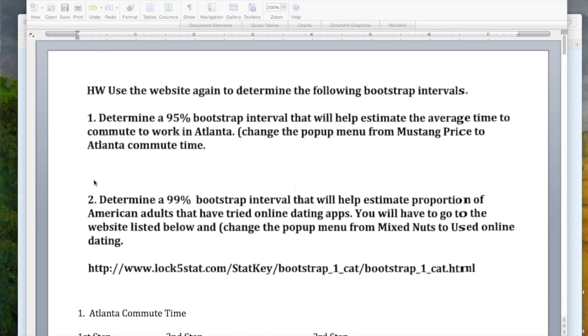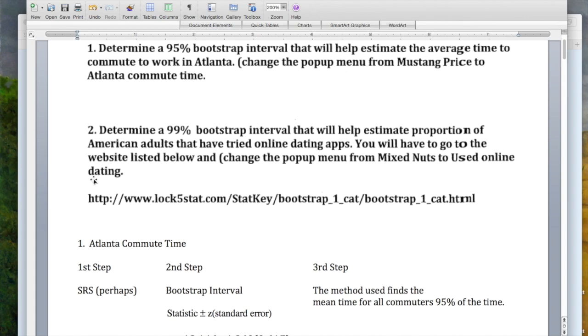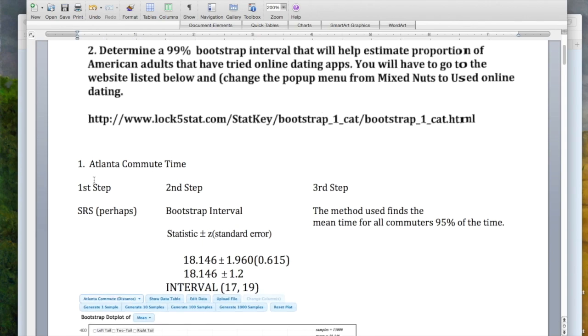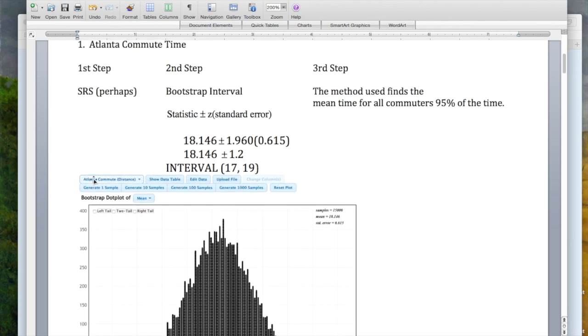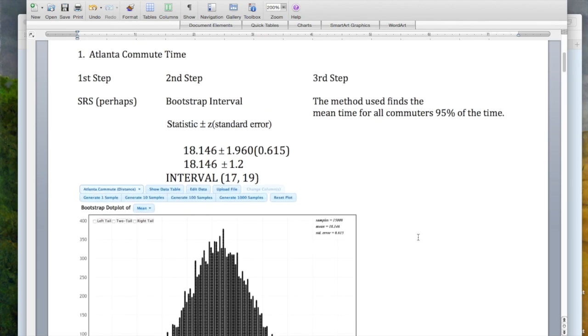Now your answers may differ slightly because you got a different sampling distribution from your own bootstrap samples. So for question number 1, for the Atlanta commute time, as you see down here, I did 15,000 bootstrap samples and got a sample average of 18.46 and a standard deviation or standard error of 0.615.